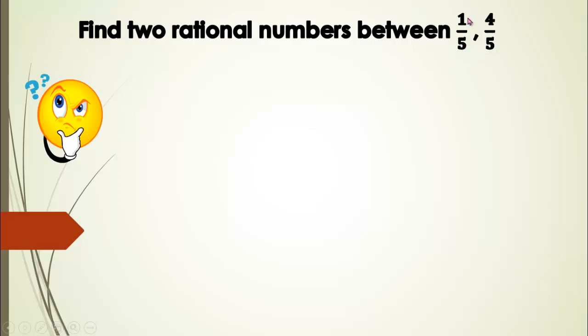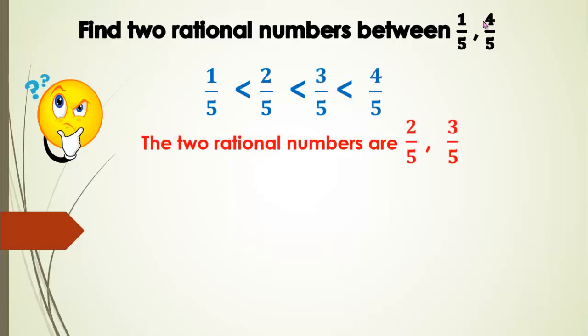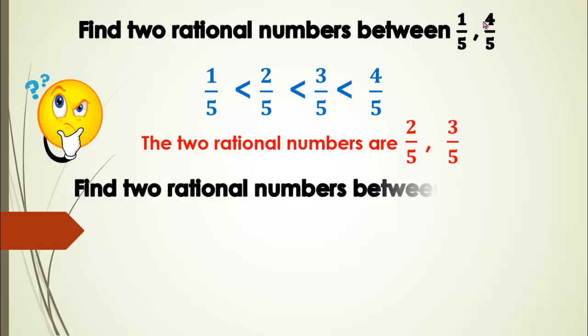So, I'm going to look, are there any numbers between 1 and 4? Yes. I have 2 over 5, 3 over 5. So the two rational numbers between the given two rational numbers are 2 over 5 and 3 over 5. Easy, right? Let's go and see the second one.